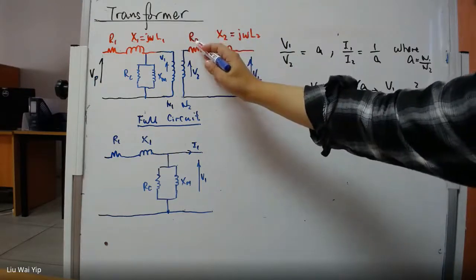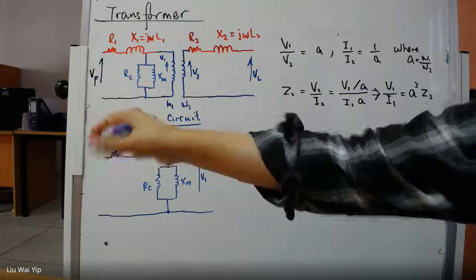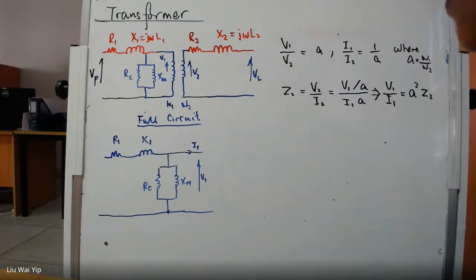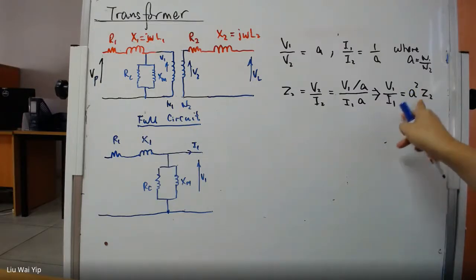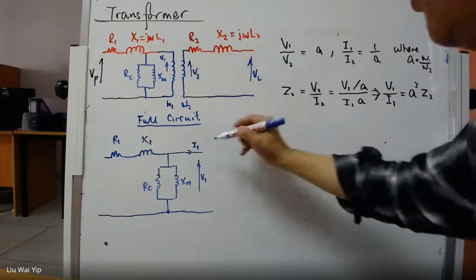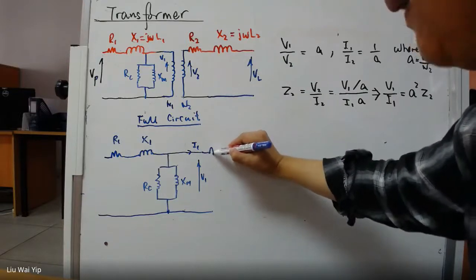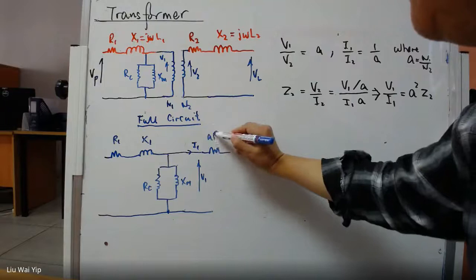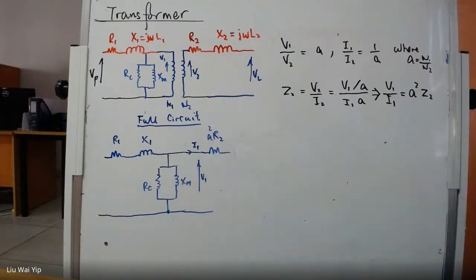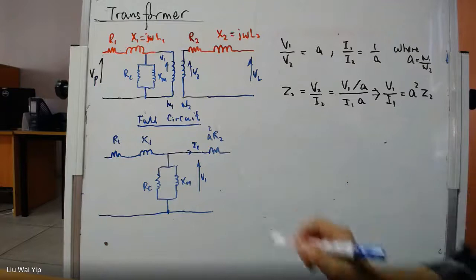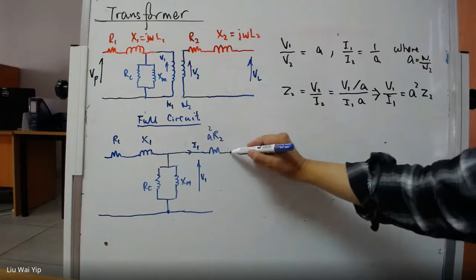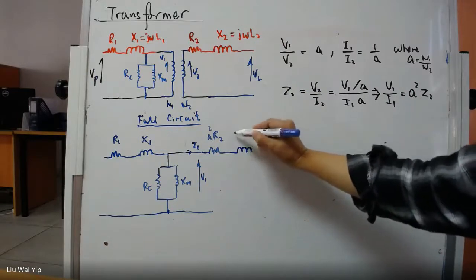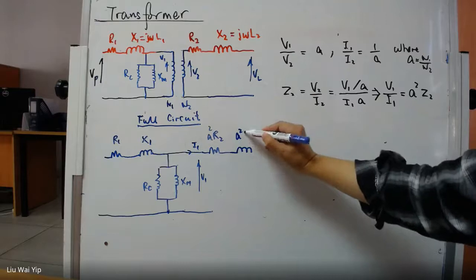So we have R2 here. Then if we refer it to the primary, we have to make use of what we have learned here. For every impedance, we will scale it up by A squared. So by the same token, we have A squared R2. So this is the way we refer the circuit element here. And how about X2? You can do the same thing: A squared X2.